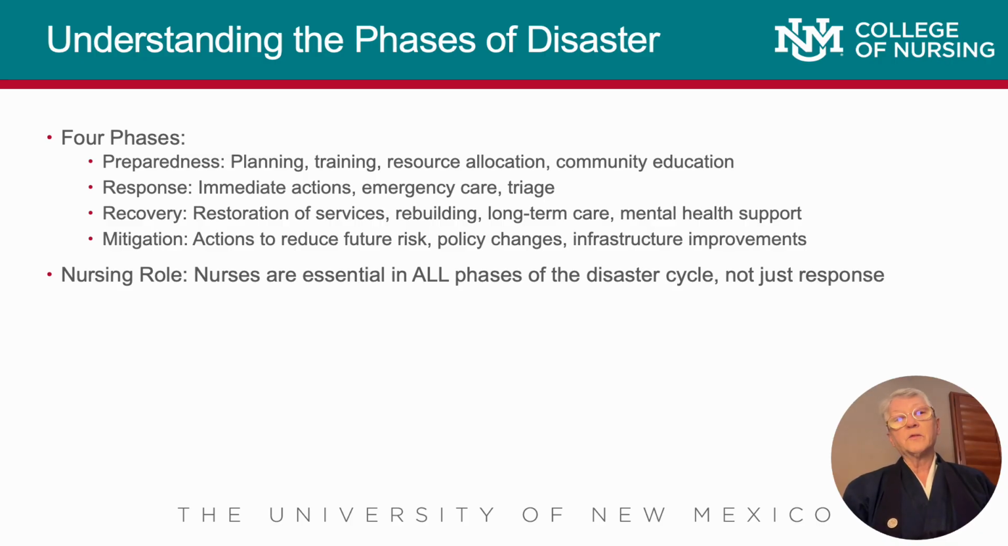Third phase is recovery. This involves restoration of services, rebuilding infrastructure, providing long-term care, and addressing mental health needs. This phase can last months to years. The fourth phase is mitigation. These are actions taken to reduce risk of future disasters, including policy changes and infrastructure improvements.